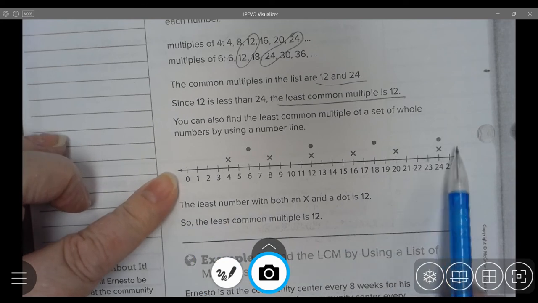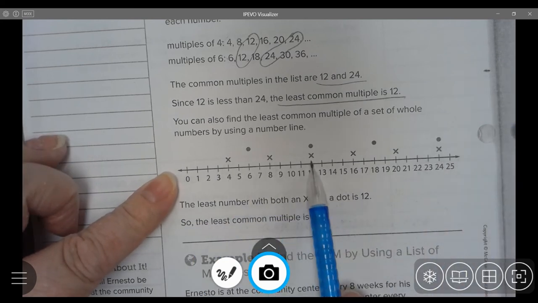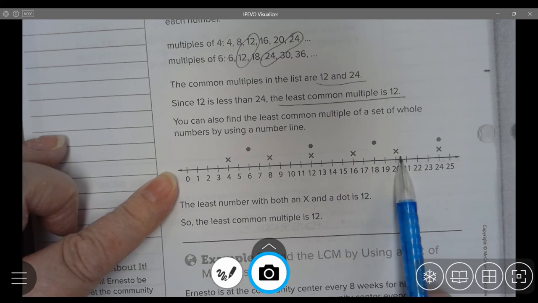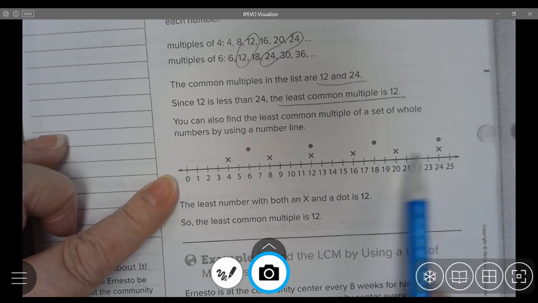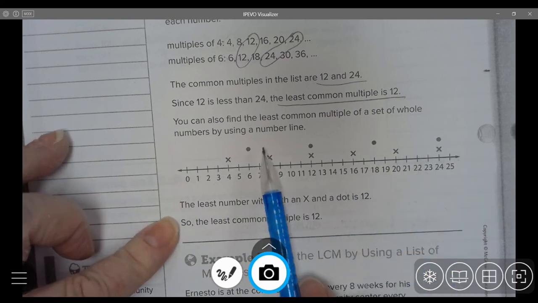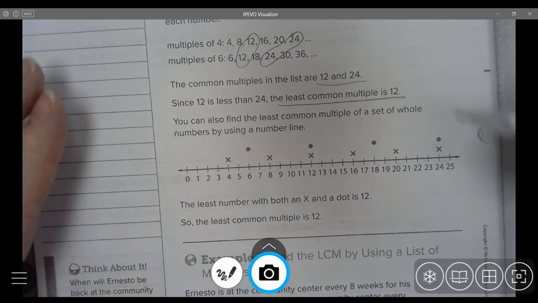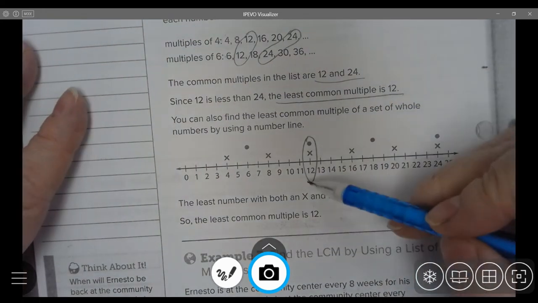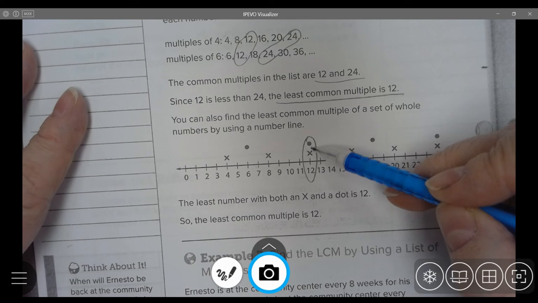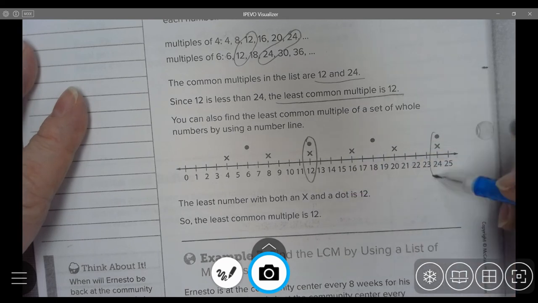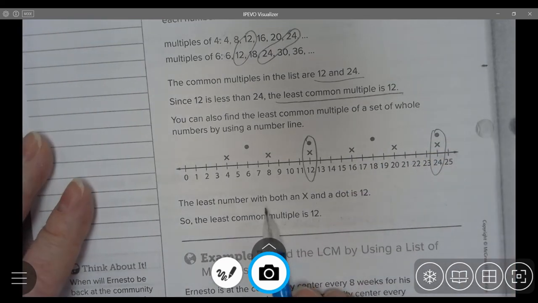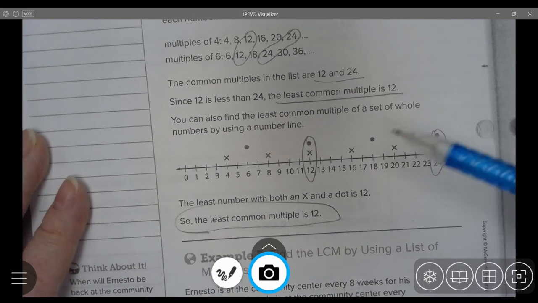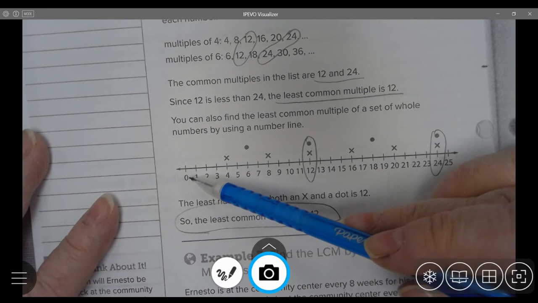If you have a number line, you can represent the multiples of 4 with an X, and then represent the multiples of 6 with a dot. And you can see where they line up or land on the same number. Both an X and a dot would be 12, and an X and a dot would be 24. So the least common multiple would be 12 because it's closer to 0.